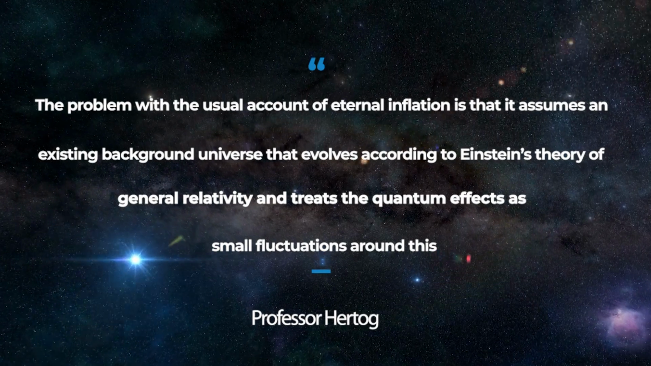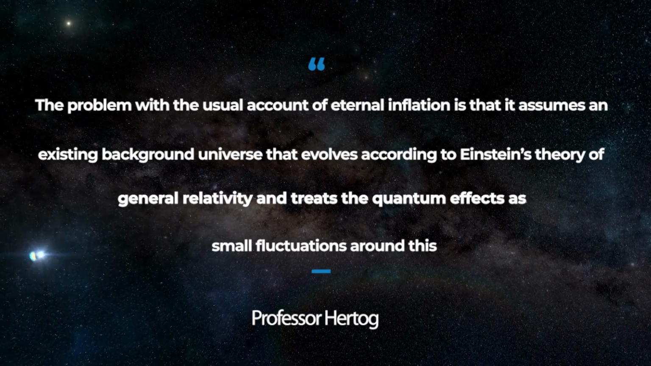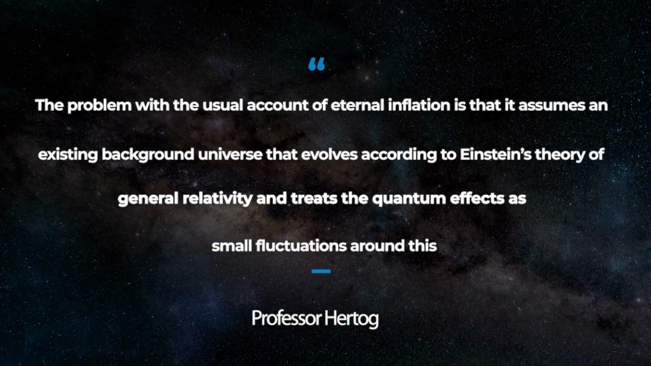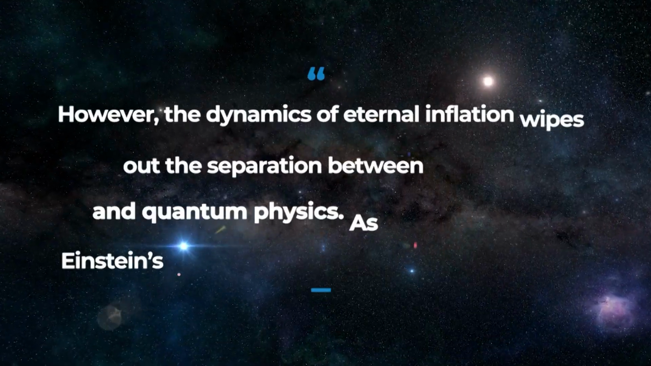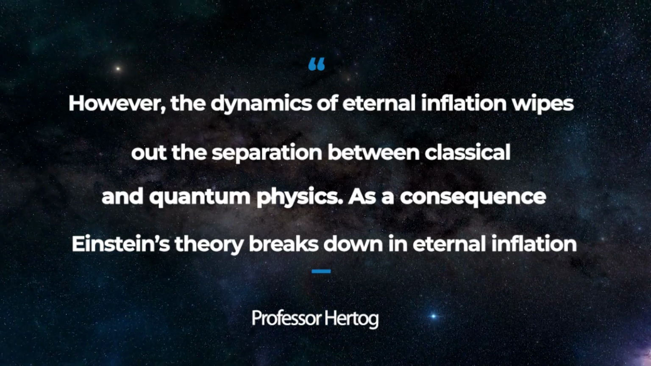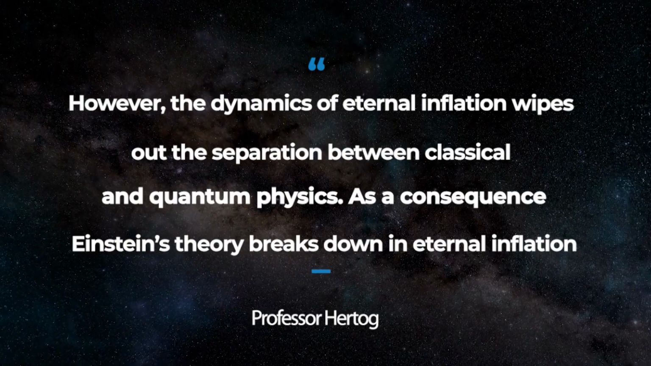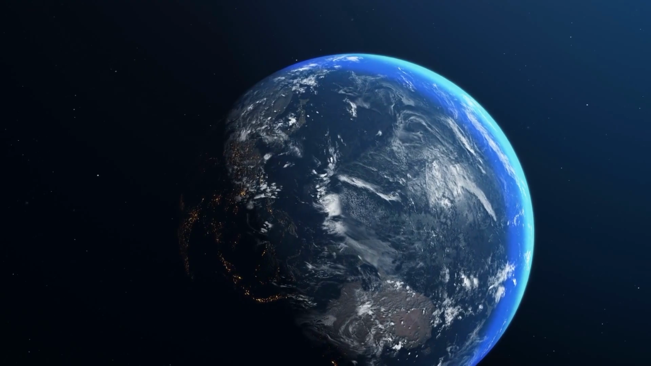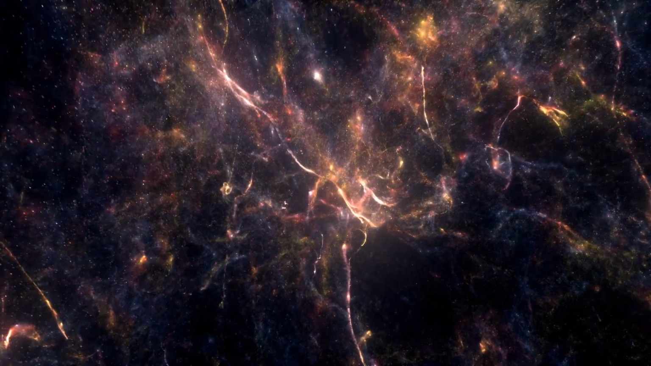Professor Hertog explains, "The problem with the usual accounts of eternal inflation is that it assumes an existing background universe that evolves according to Einstein's theory of general relativity and treats the quantum effects as small fluctuations around this. However, the dynamics of eternal inflation wipes out the separation between classical and quantum physics. As a consequence, Einstein's theory breaks down in eternal inflation." Professor Hawking adds to it saying, "We predict that our universe on the largest scales is reasonably smooth and globally finite. So, it's not a fractal structure."